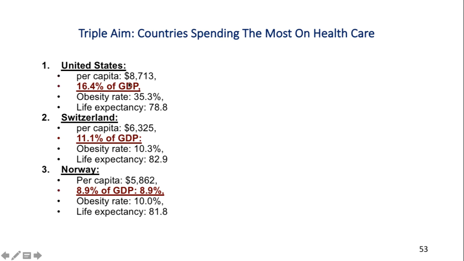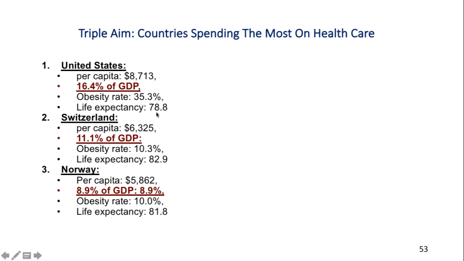The United States per capita cost is about 9,000, compared to Switzerland, which also has a high cost but is still lower than the United States, at 6,000, and Norway is about 6,000. As a percentage of GDP, the United States still has the highest percentage of healthcare cost per GDP. The obesity rate in the United States is about 35%, compared to Switzerland at 10%, and Norway also 10%.